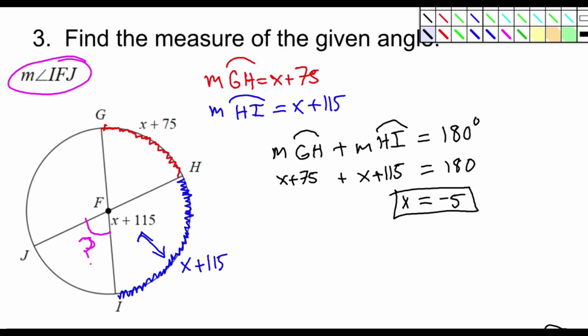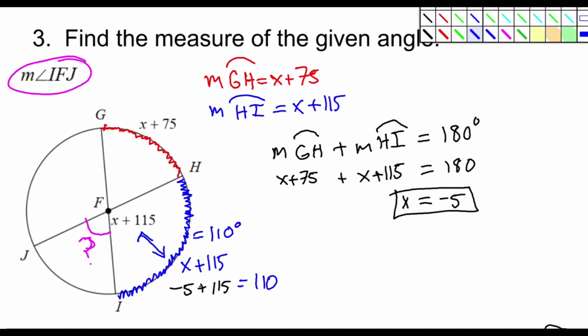So let's see if we can use this to find what we're looking for, because again, we're looking for something that doesn't even have a variable in it yet. So let's write this in. If we plug in -5, we're going to get -5 plus 115, which is equal to 110. So this blue arc has a measure of 110. This blue arc here equals 110 degrees.